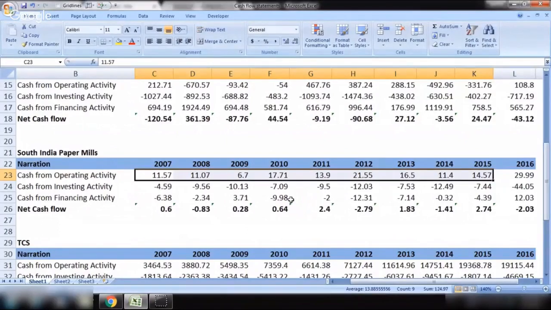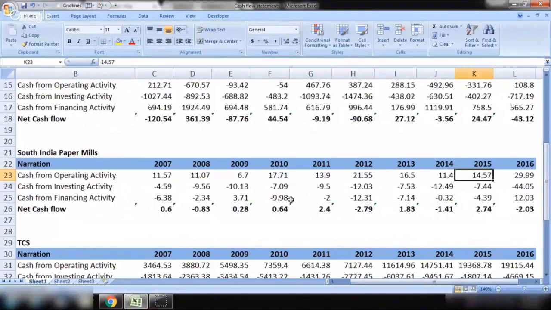So that's important to note here. They're generating small amounts of cash. Small amount is not a problem as long as it's positive and as long as it's displaying certain amount of trend, right? But 2016, the cash flow nearly doubled, right?